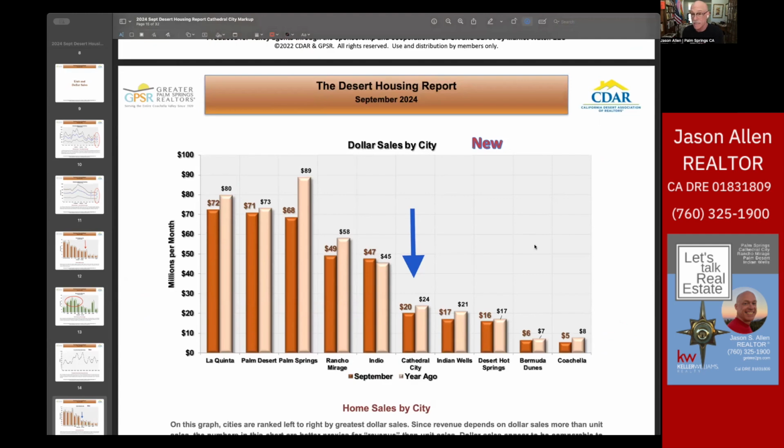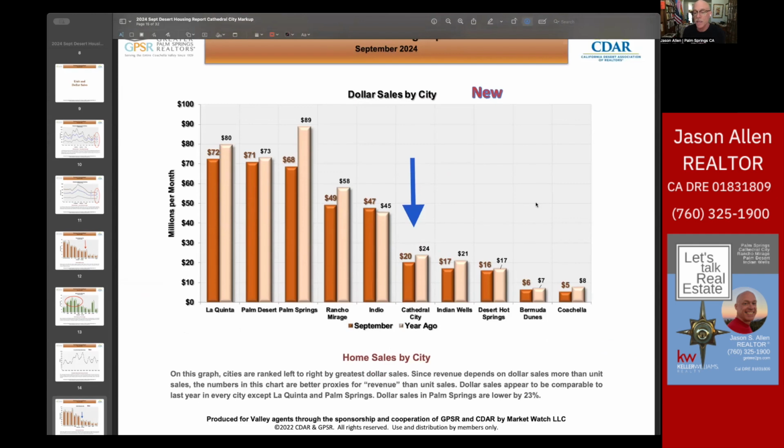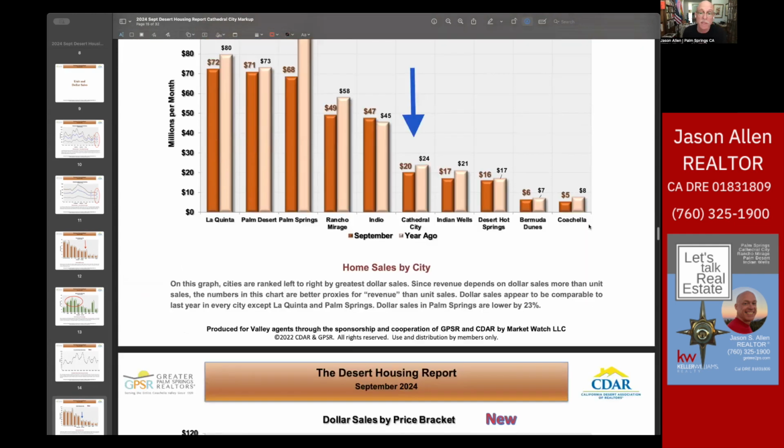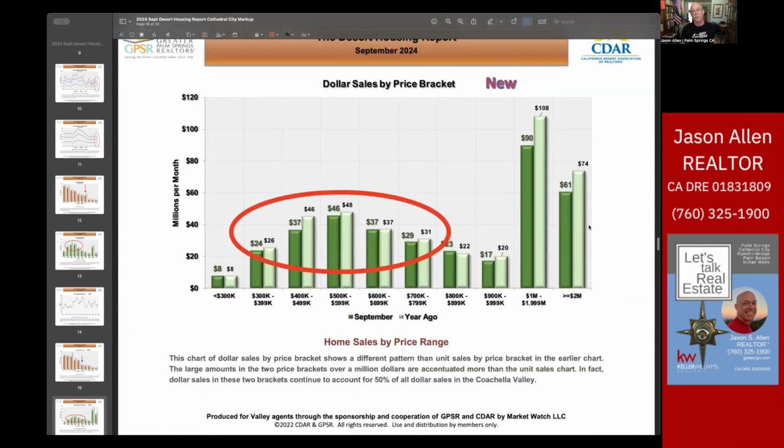And then dollar sales by city. So it's this chart broken into cities. You can see Cathedral City is again about 20% off where it was a year ago. And that's consistent with the volume of houses in addition to the whole dollar value. And then dollar sales by price bracket. Again, that 6 to 6.99, same. The 7 to 7.99, close. Prices have not dramatically fallen off. They have softened, don't get me wrong, but they haven't fallen off a cliff.